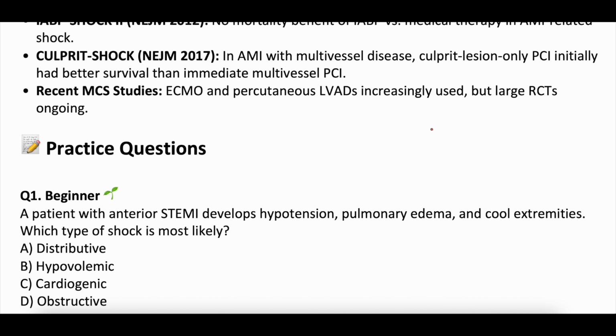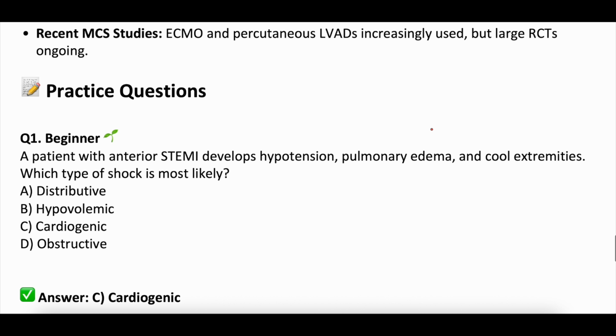A patient with anterior STEMI develops hypotension, pulmonary edema, and cool extremities. Which type of shock is most likely? A, distributive shock, B, hypovolemic shock, C, cardiogenic shock, or D, obstructive shock. Hopefully all of you got this, even if you didn't read the question, just by context clues with this being an episode on cardiogenic shock, the correct answer is C, cardiogenic shock.